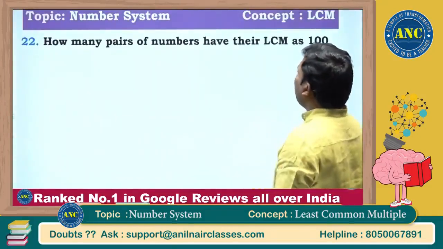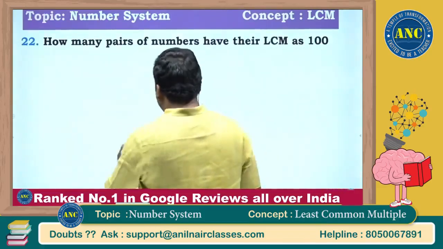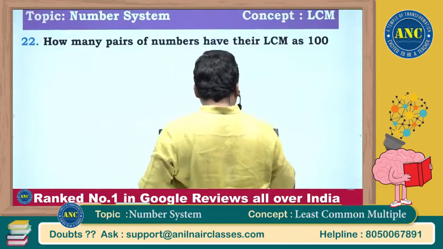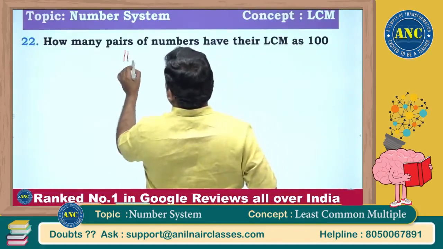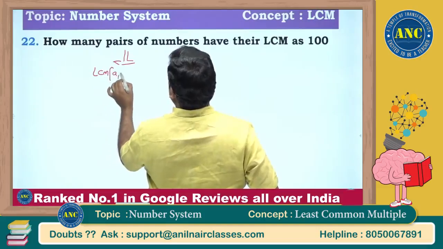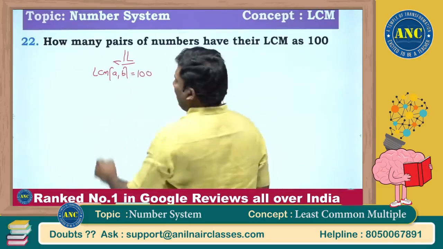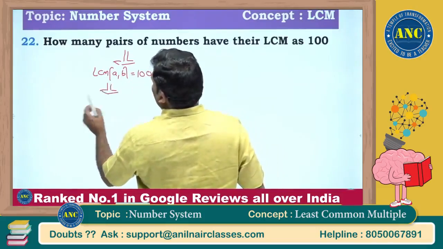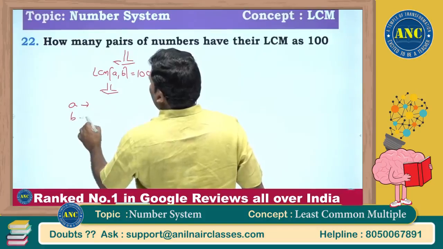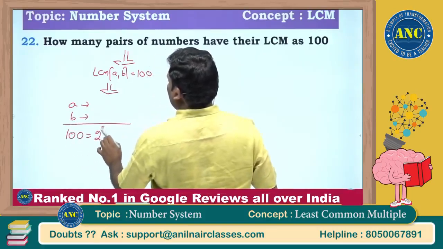How many pairs of numbers have their LCM as 100? Listen carefully. How am I solving this question? It takes hardly less than 20 seconds to solve. LCM of A comma B is 100. First we will do it for ordered pairs. We do not know what A is, we do not know what B is. But the LCM of A comma B is 100, which is 2 square into 5 square.